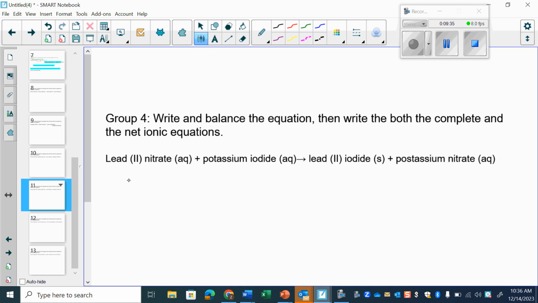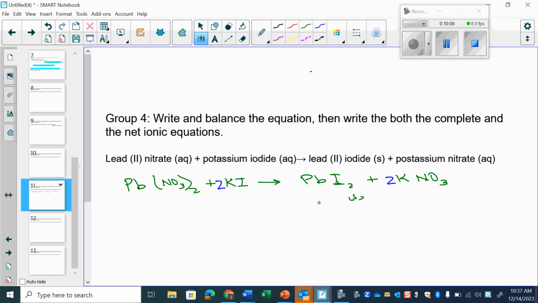So lead 2 nitrate means Pb(NO3)2. This is lead 2 nitrate. And this is potassium iodide, that gives me PbI2. And you see this is solid, so I'm not going to split this. And this is KNO3. So now I have to balance this equation. So I have 2 nitrates and then 2 of this. I think this will balance it.